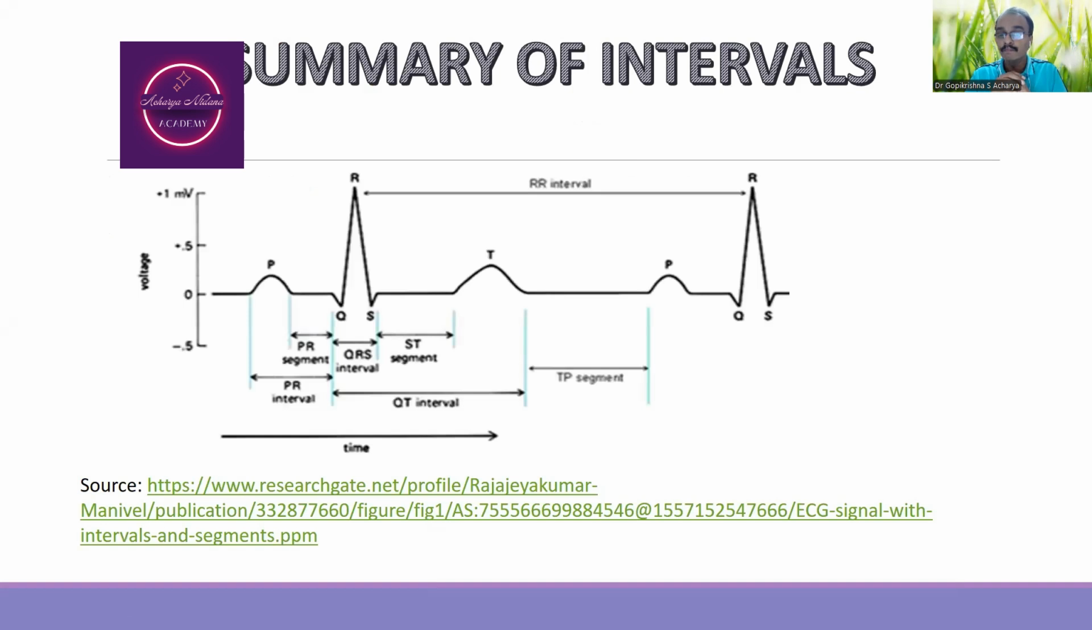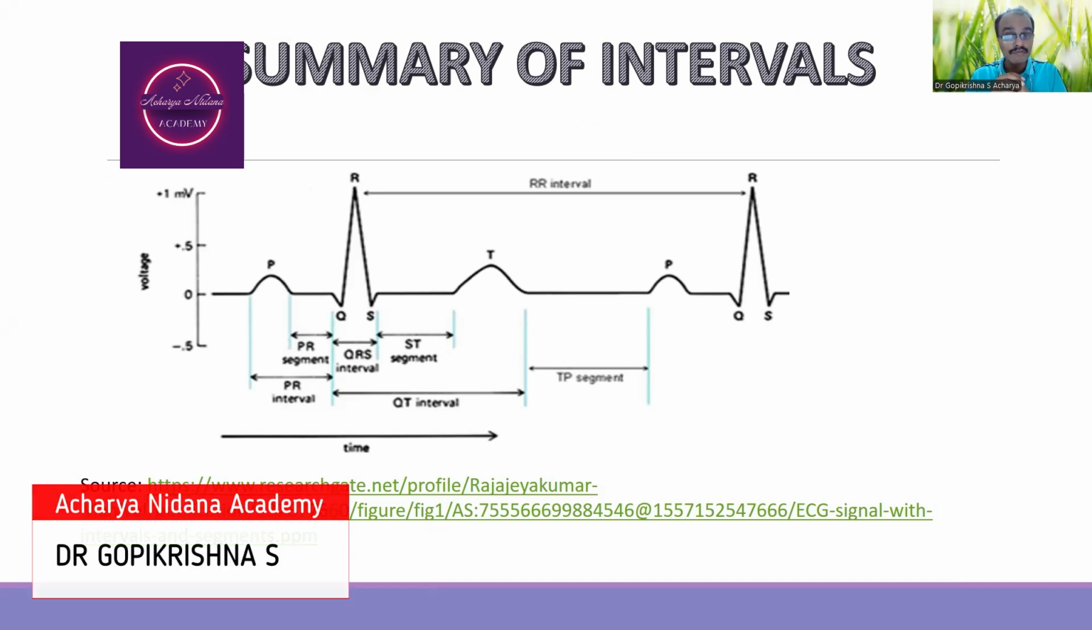In summary, the normal electrocardiogram contains waves, intervals, segments and a J point. The waves are the P wave, which represents atrial depolarization, the QRS complex, which represents ventricular depolarization, the T wave that represents ventricular repolarization, and the Ta wave that represents atrial repolarization.